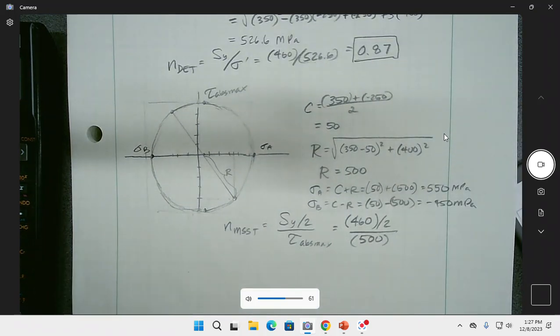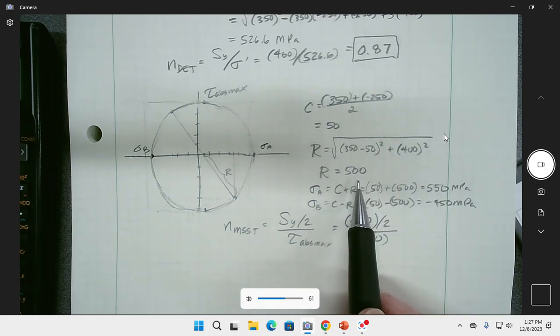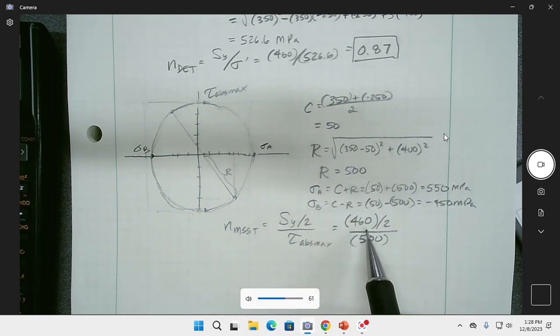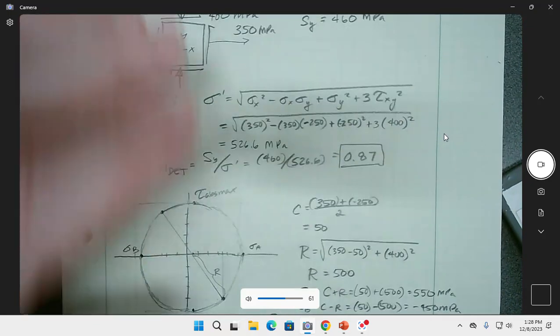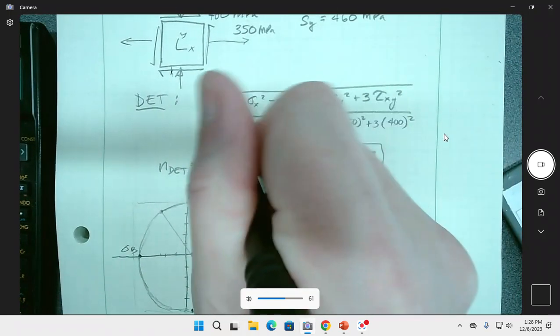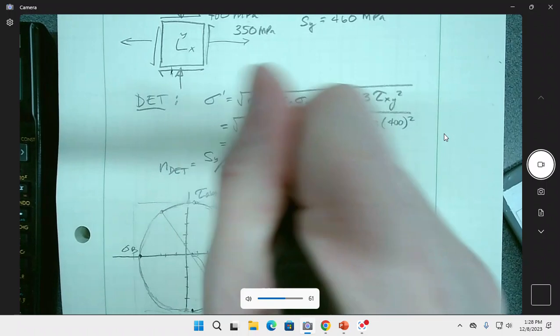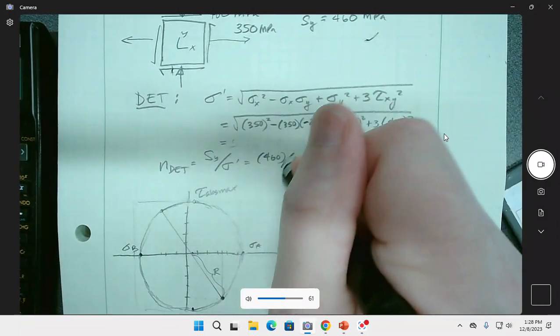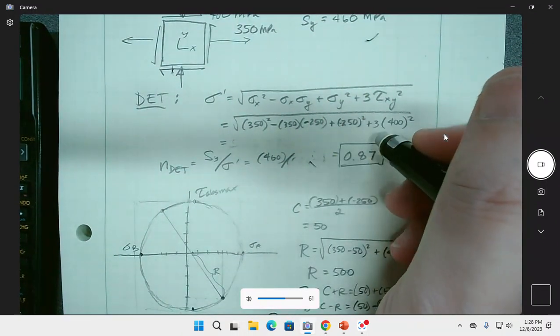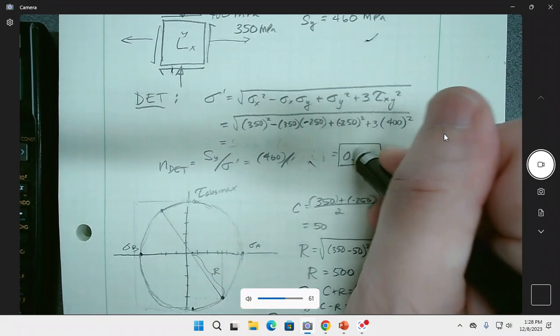So did we do something wrong? I'm a little confused on how we determined 526.6 megapascals. I was actually getting a different value. Okay. What'd you get? 867. Okay, cool. I must have done something wrong up here. You got that as well? You did? Okay. Thank you.